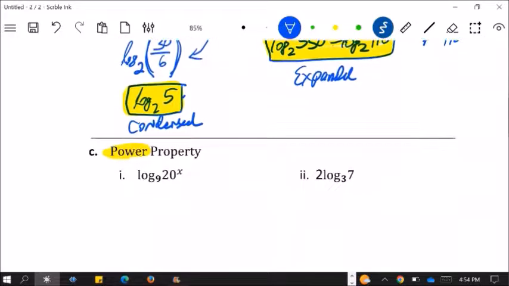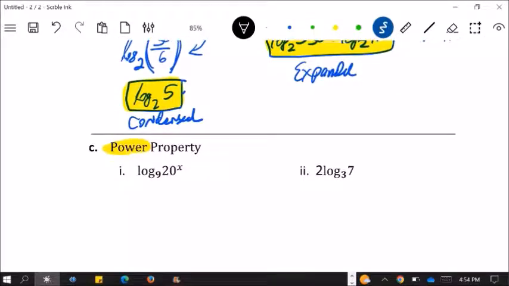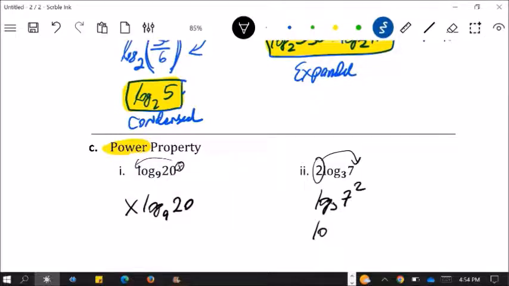Now let's look at the power property, and that one is in some ways easier. If you have an exponent here of the number that you are waiting to get the logarithm for, you simply can put that in front. X log base 9 of 20. If you have a number that's the coefficient, you can bring that and put that here in the back as an exponent. Log base 3 of 7 squared, which is log.